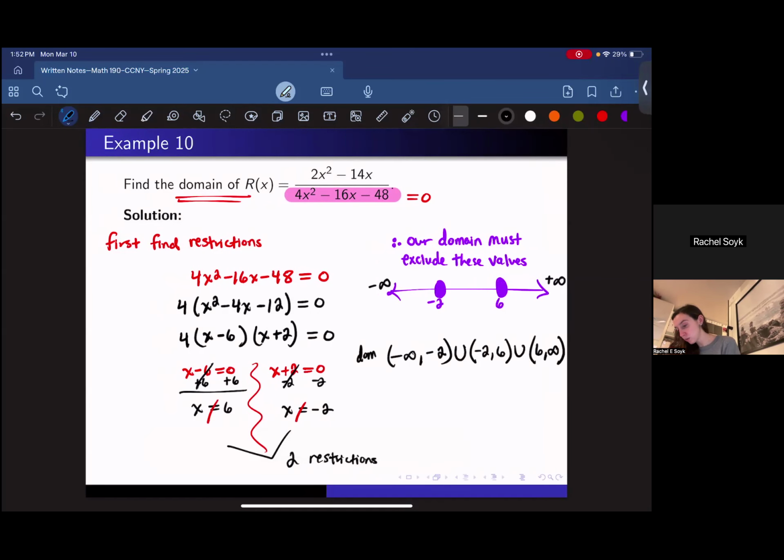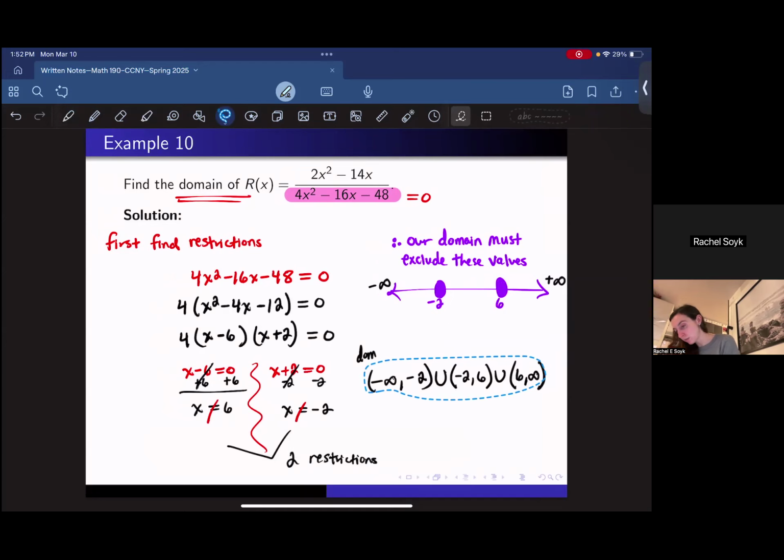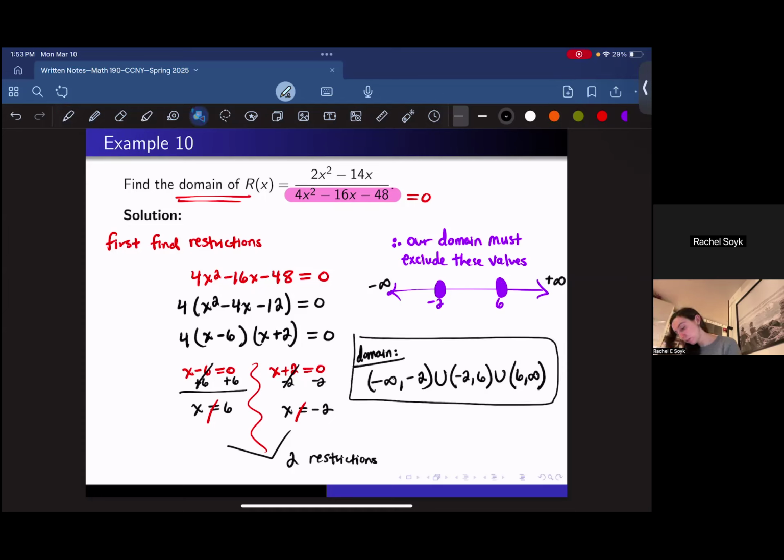And so this represents our domain in interval notation. And there we go. We're done.